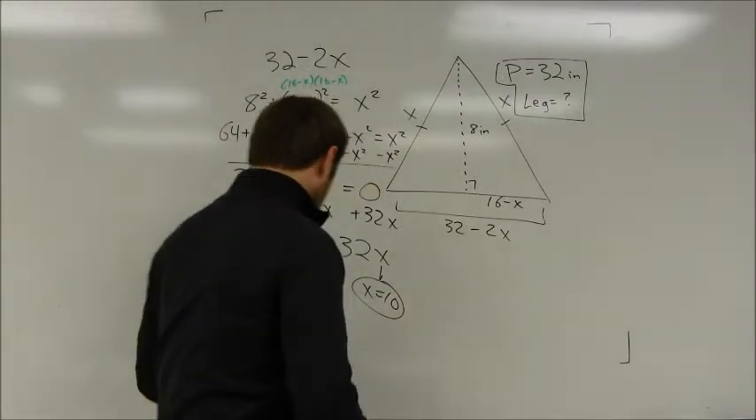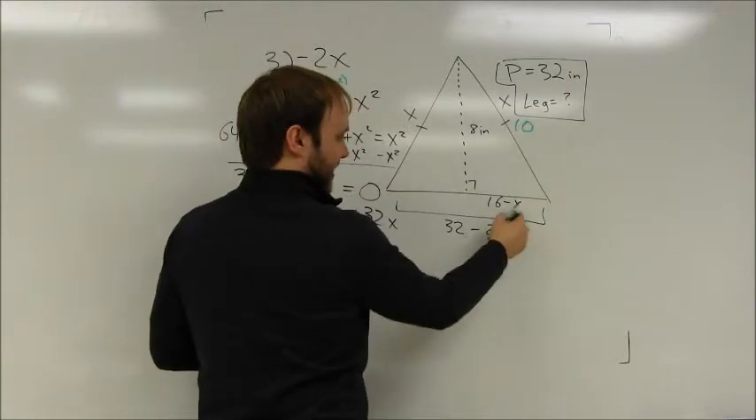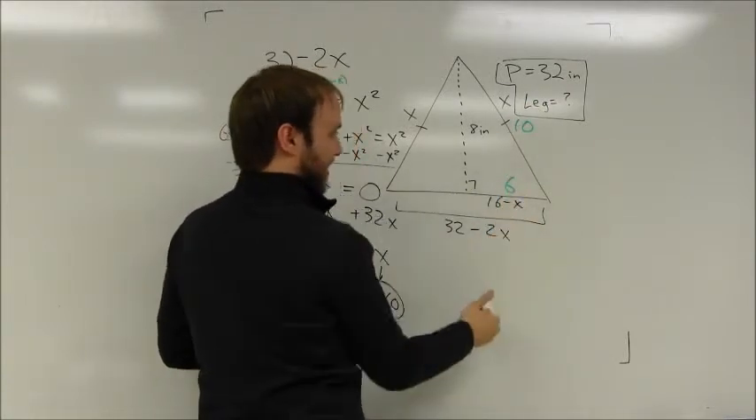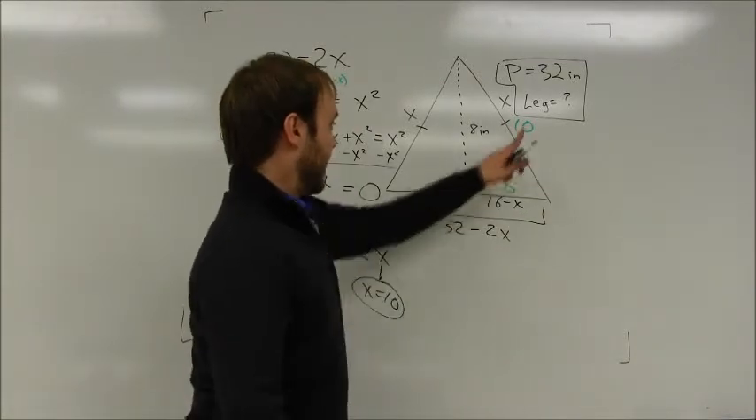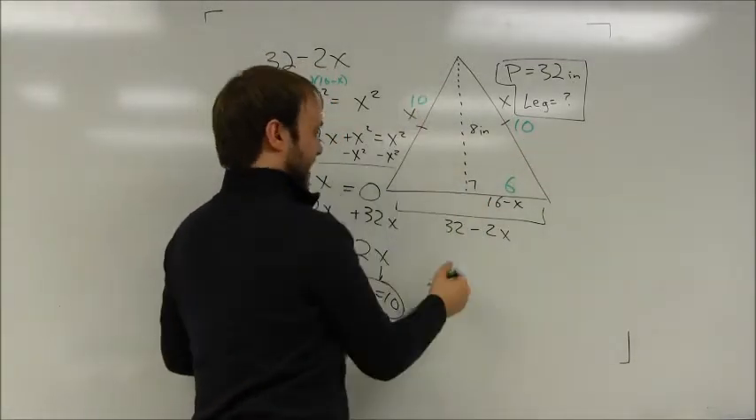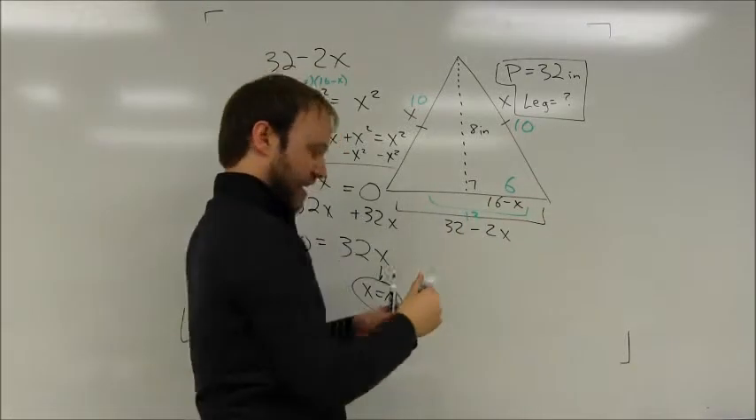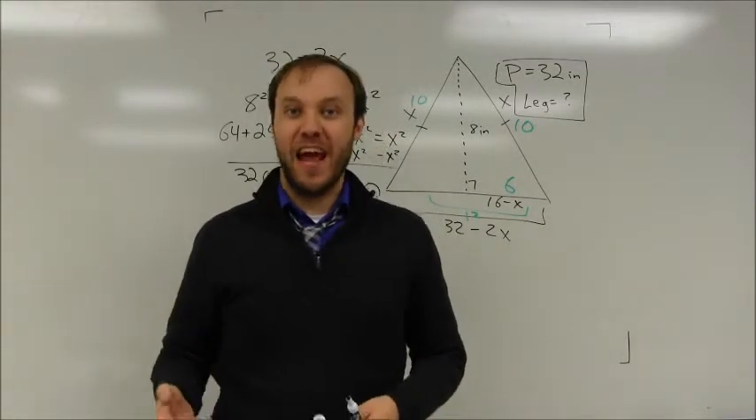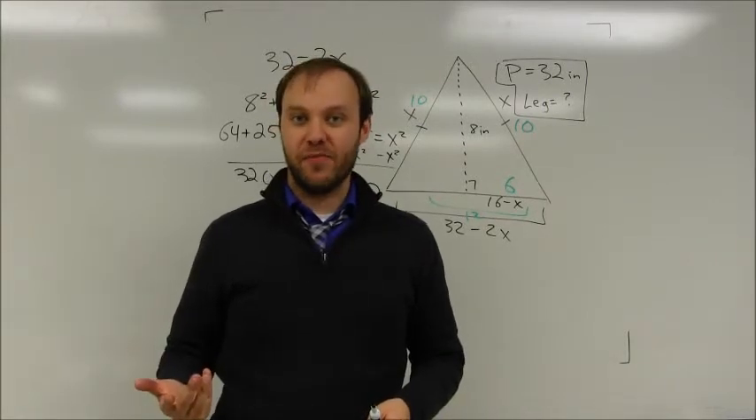And if you go back and look at the original problem, if x is 10, 16 minus 10 would make this side length 6. Notice these are little 6, 8, 10 right triangles. 10 plus 10 plus 12 for that whole side does in fact add up to 32, and the side lengths work in the Pythagorean theorem, so I know I have a correct answer.